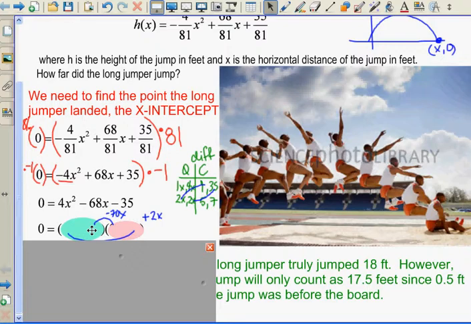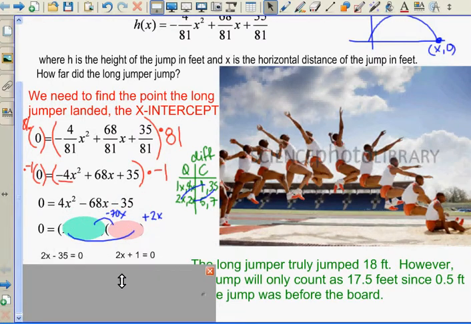The only way that two things can multiply together and be 0 is if either one of these is 0. So what we need to decide is what x makes the first one 0, and what x makes the second one 0. If you don't know that off the top of your head, you can always just see. What makes the first one 0? Set it equal to 0 and solve it to see. What makes the second one 0? Set it equal to 0 and solve it to see.